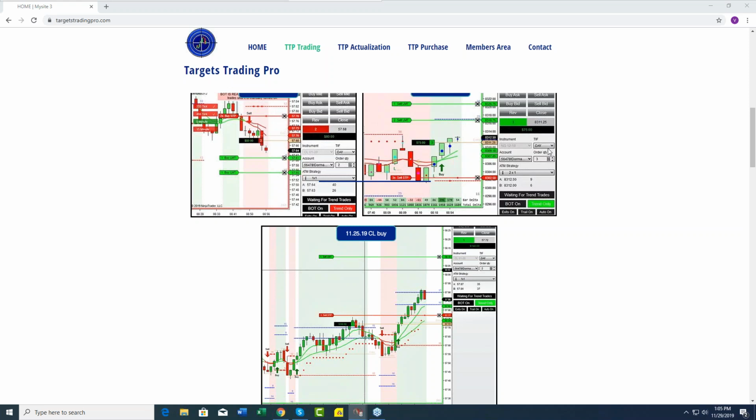Here is a crude trade, a NASDAQ trade, and another crude trade. You can see targets hit. You can see my account number.